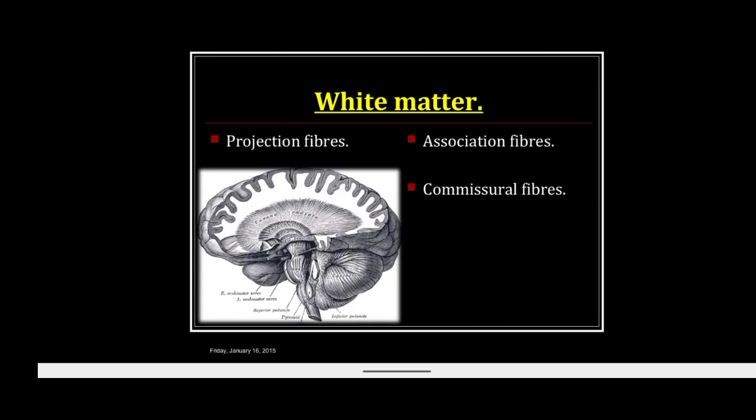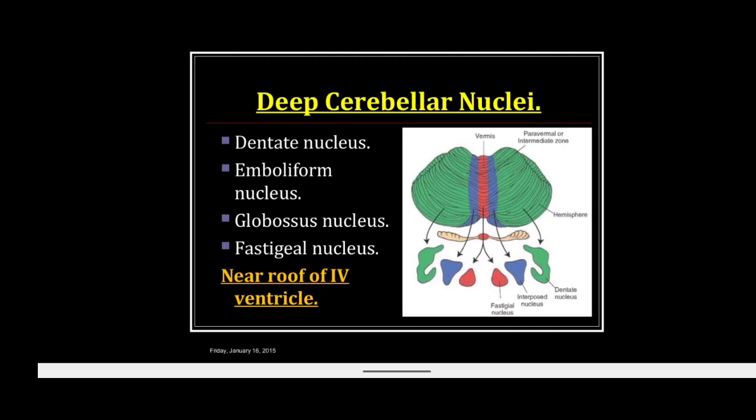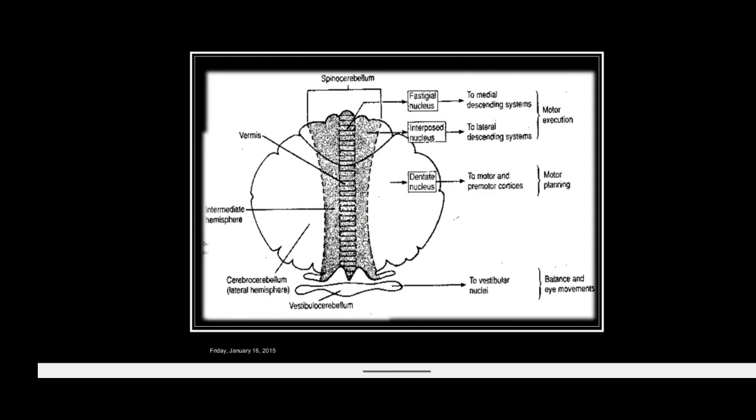Come to the white matter. The white matter contains three types of fibers, that are projection fibers, association fibers and commissural fibers. And these are the different types of deep cerebellar nuclei that are interspersed in the white matter, and these are the dentate nucleus, emboliform nucleus, globose nucleus and fastigial nucleus. This diagram shows the functional division of the cerebellum.